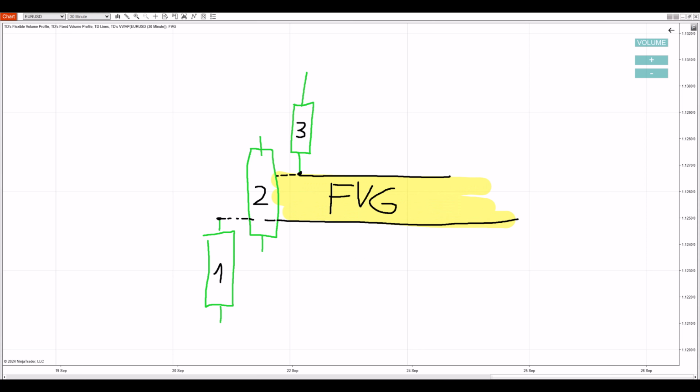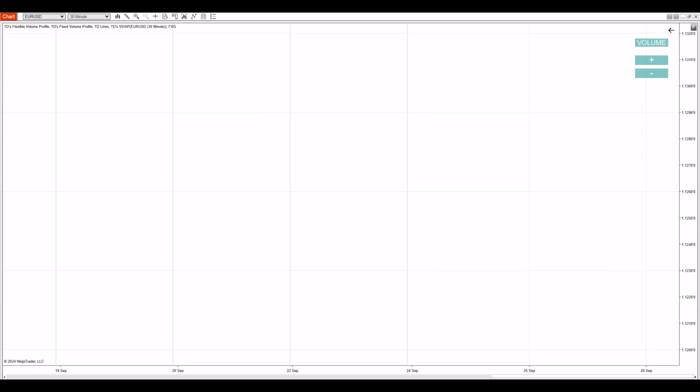It's important that the wicks don't overlap. So if the wicks were, for example, like this, if they overlapped, then there would be no fair value gap, right? This was the bullish scenario.